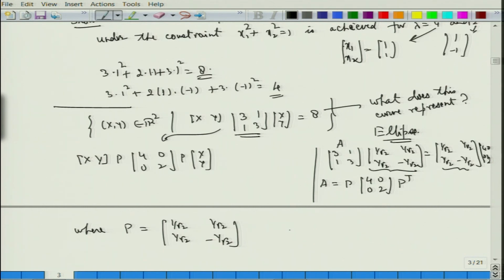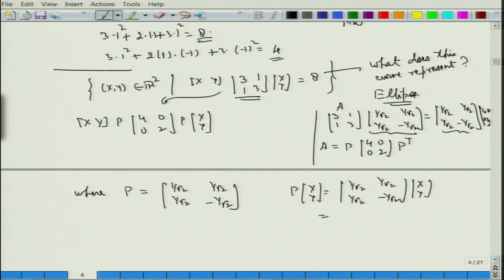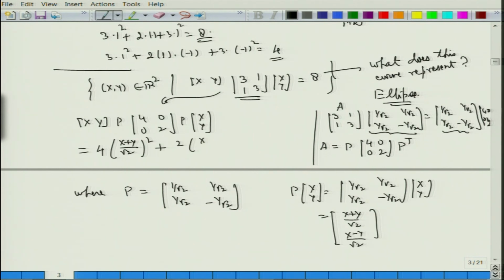All right. So what is P times (x, y)? P times (x, y) is 1 upon root 2, 1 upon root 2, 1 upon root 2, minus 1 upon root 2 times (x, y), which is same as, so this into this gives me (x plus y) upon root 2, and the next one gives me (x minus y) upon root 2. This is what it gives me. Fine. So I would like you to see that this is nothing but 4 times (x plus y upon root 2) whole square plus 2 times (x minus y upon root 2) whole square. All right. Just plug in the values here, this is what you get.